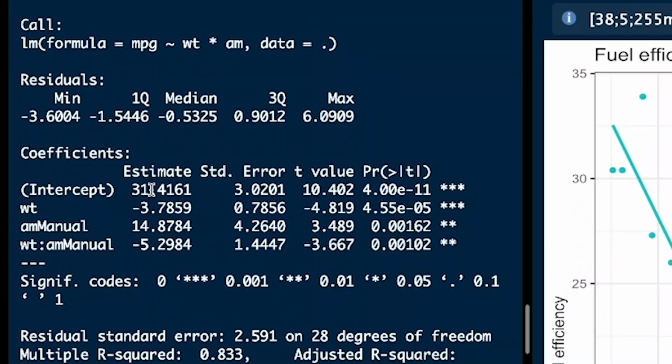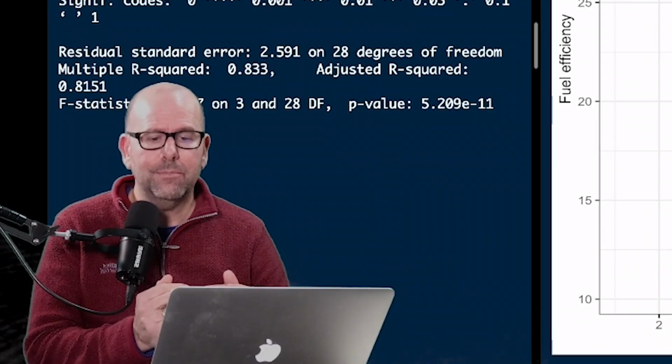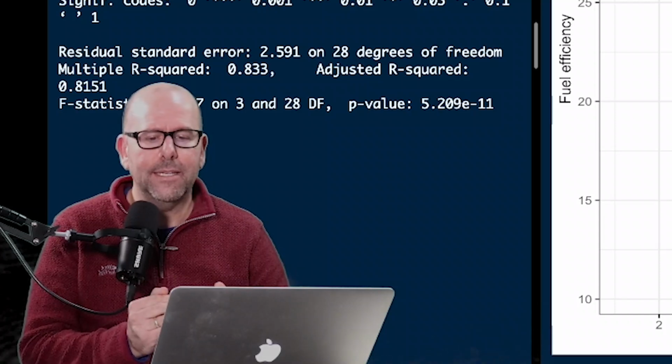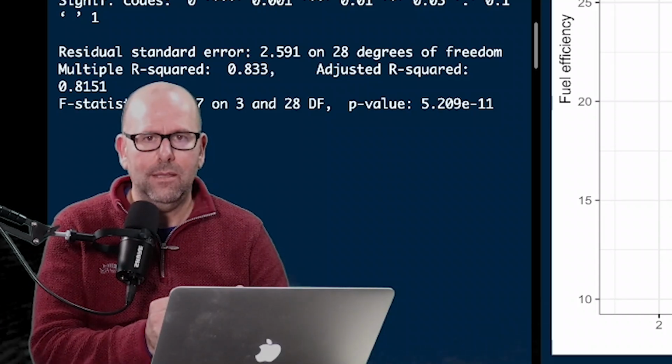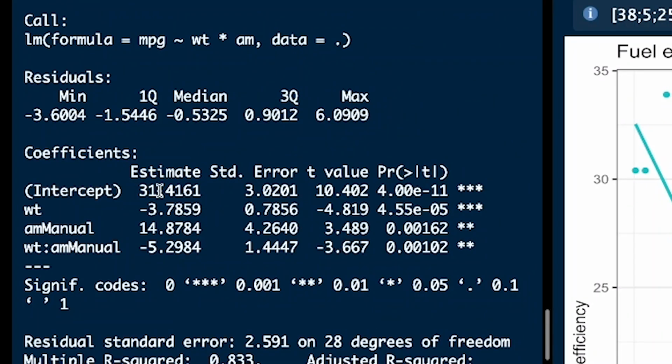Happy days with that. AM manual, similar to the example we looked at earlier where we had a categorical variable added in here. Transmission manual means that all else being kept equal, if we simply moved a car from being automatic to manual, there would be an increase in fuel efficiency of 14.8. Right, so again, happy days.